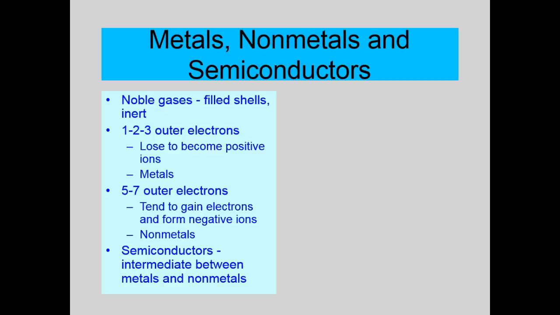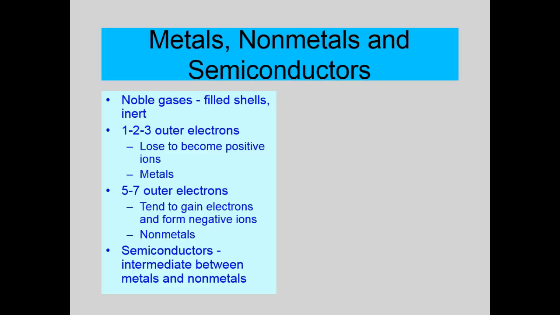8.6, metals, nonmetals, and semiconductors. Okay, remember, what's in column 8A? What do we call those? The far right column of your periodic table. Noble gases. They're inert. They do not combine with anything. So those are noble gases, filled shells, inert. That's why they're gases. Even with an atomic mass of 222, still a gas. No gases are that heavy except for noble gases.